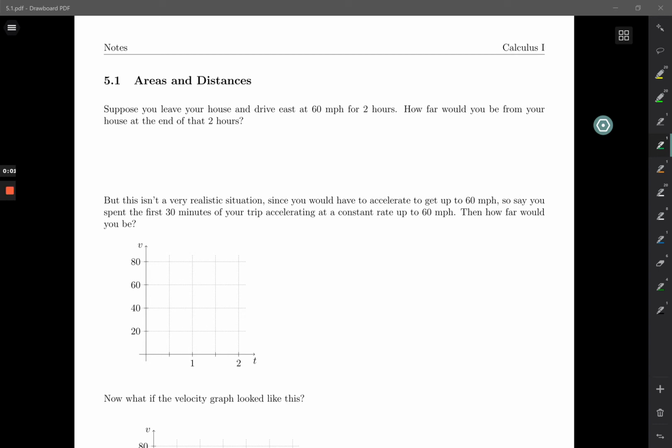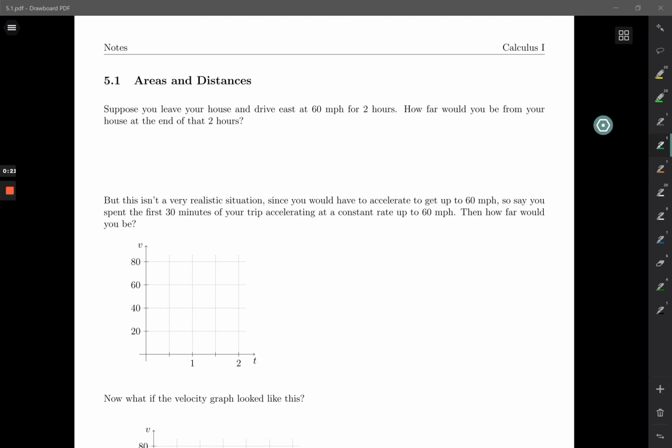Okay, so in this section we are talking about areas and distances, and we're going to start off with an example. So here it asks, suppose you leave your house and drive east at 60 miles per hour for 2 hours. How far would you be from your house at the end of that 2 hours?